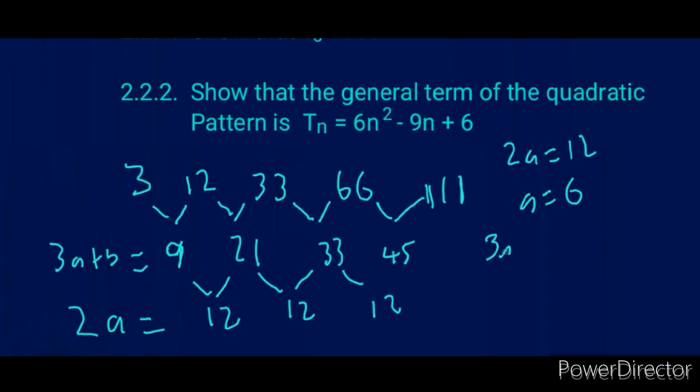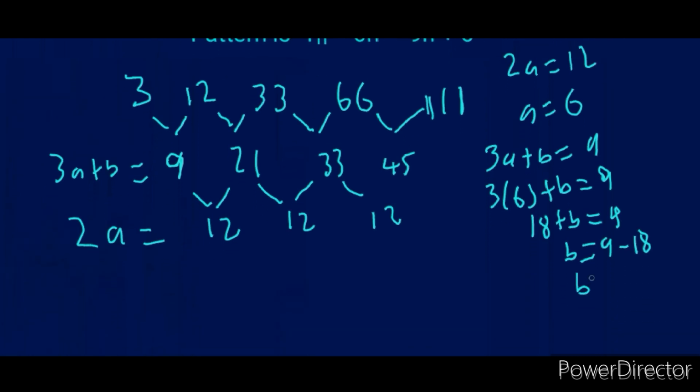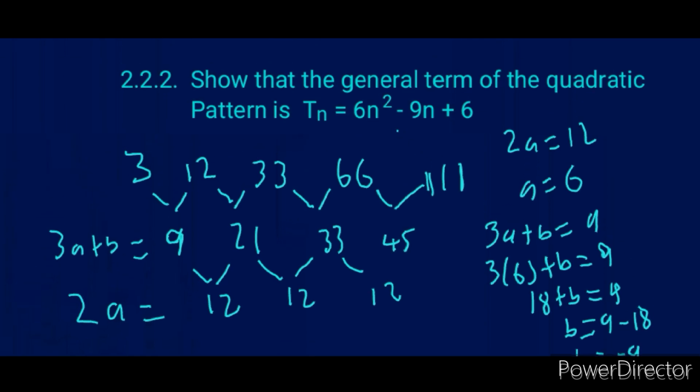So 3a plus b is equal to 9. And we've already found a. We found out that our a is 6. So it means it's going to be 3 times 6 plus b equals 9. So therefore it means 18 plus b equals 9. And therefore b is equal to 9 minus 18. Let's see what this is going to give us. This is going to give us negative 9, and this is exactly what they're asking for.